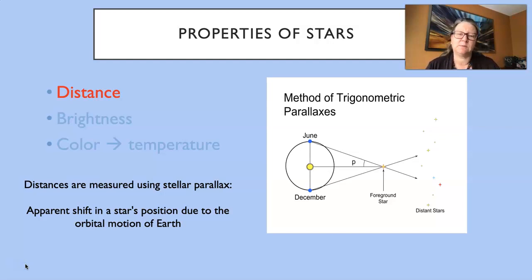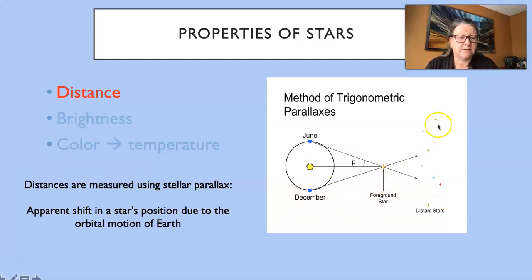And we've talked about this when we talked about Tycho Brahe trying to find stellar parallax, which he failed to do because he didn't have instruments to help him measure the very, very tiny angles that he needed. Remember that parallax is the apparent shift in a star's position because Earth changes position.